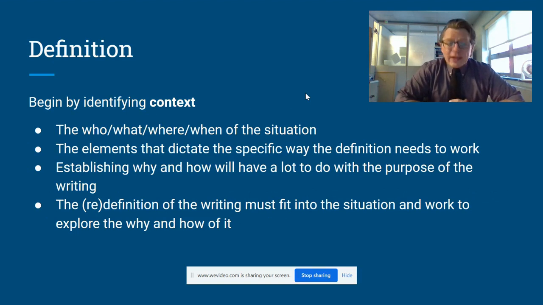Now, we begin by identifying context, the who, what, where, when of the situation. The elements that dictate the specific way that the definition needs to work are these. We start by establishing why and how, and this will have a lot to do with the purpose of the writing. The definition or redefinition of the writing must fit into the situation and work to explore the how and why of it. Right. So that's the way that the definition is going to work towards the analytical ends of the way that we develop it.